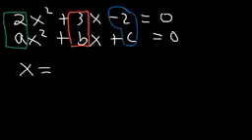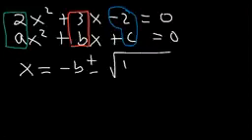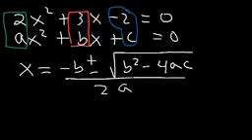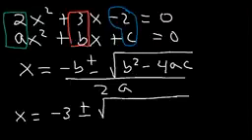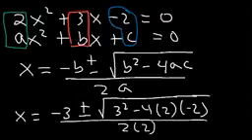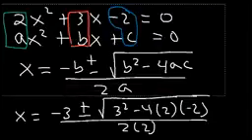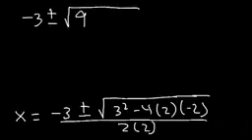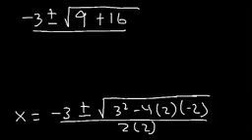So using the quadratic formula, it's negative b plus or minus the square root of b squared minus 4ac, divided by 2a. So it's going to be negative 3, because b is 3, plus or minus 3 squared, minus 4 times a, which is 2, times c, which is negative 2, divided by 2a, or 2 times 2. So we have negative 3 plus or minus 3 squared is 9, negative 4 times 2 is negative 8, and negative 8 times negative 2 is 16. On the bottom, 2 times 2 is 4.